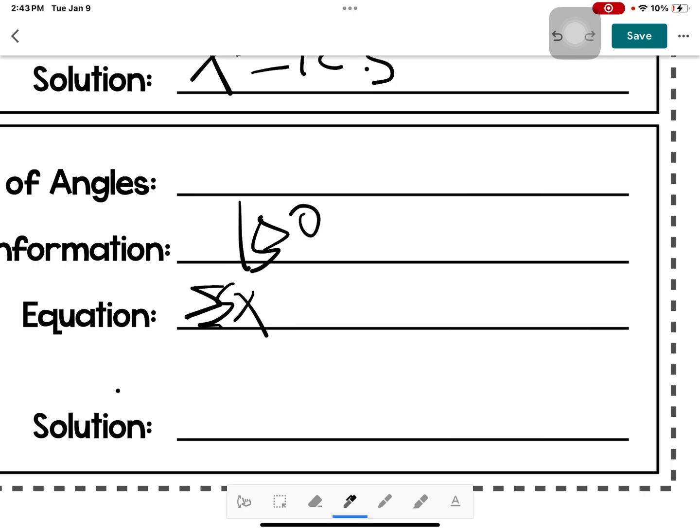That's hard. What do we do first? What should we do first? 5 plus 60, 65. Right. We combine like terms first, and we get 5x plus 65 so far equals 180. Now, at this point, as Andrew said, minus 65 on both sides. 180 minus 65.